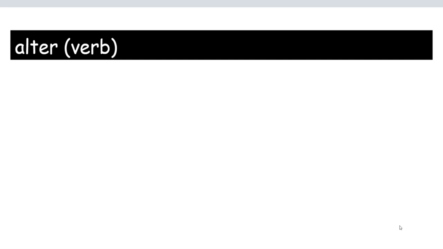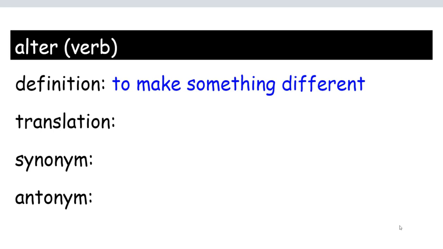Okay, so let's start with our first set of 3 words. Acing Band 3, Lesson 1. Our first word is alter. Alter is a verb, and it means to make something different. How would you translate that? Pause the video for a second and write it down in Hebrew, just on a piece of paper. Let's see if you got it right.